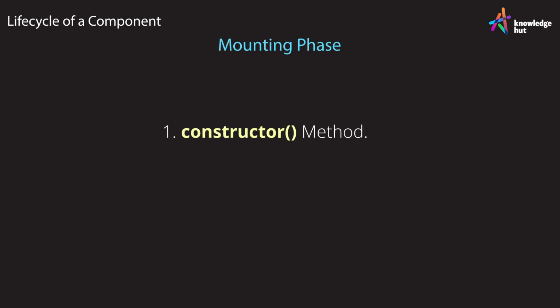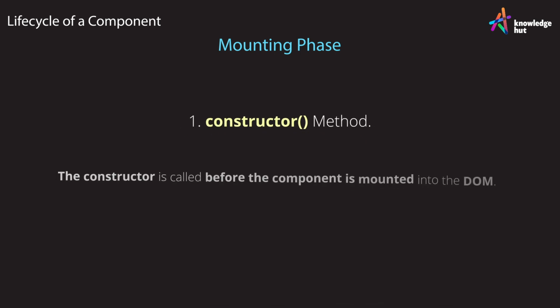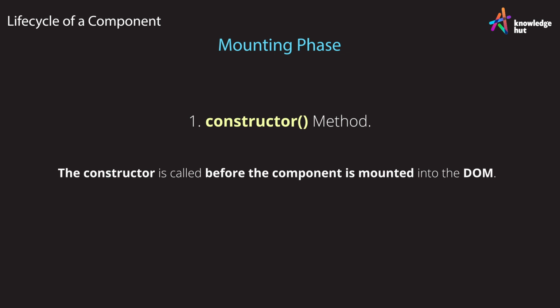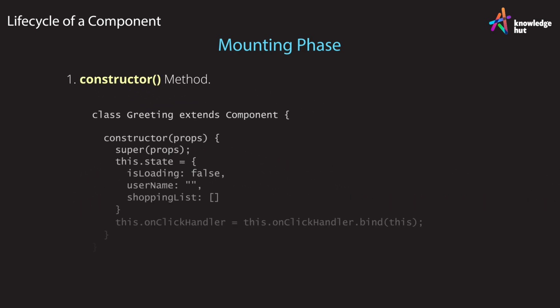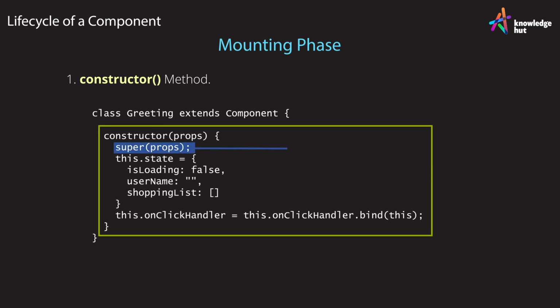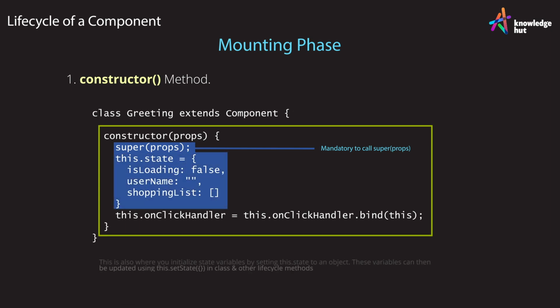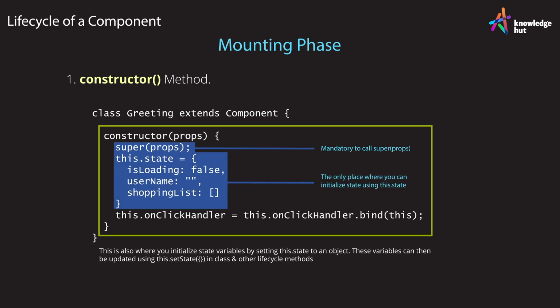Let's begin with the constructor method, which you can use with class components. The constructor is called before the component is mounted into the DOM. The typical use of a constructor is to initialize local state variables and bind class methods, such as this example. Inside this method, you need to call super, which is needed because we are subclassing from the component class. This is the only lifecycle method where you can initialize state using this.state. In all other lifecycle methods, you need to use this.setState.